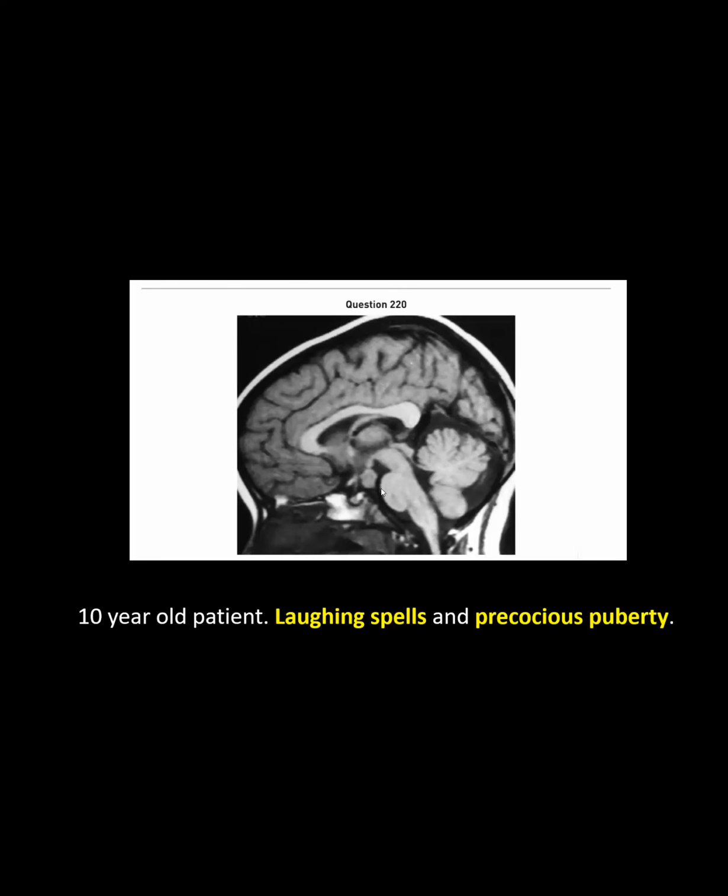So let's say you see this, you gave contrast and it does not enhance. What would that spell out for you? What do you think this is with this history? Is it a hypothalamic hamartoma? Perfect. Yeah, hypothalamic hamartoma or hamartoma of the tuber cinereum. What's the medical term for laughing spells? Gelastic seizures. Right. And these patients also get precocious puberty because the hamartoma affects different hormones, including LH.